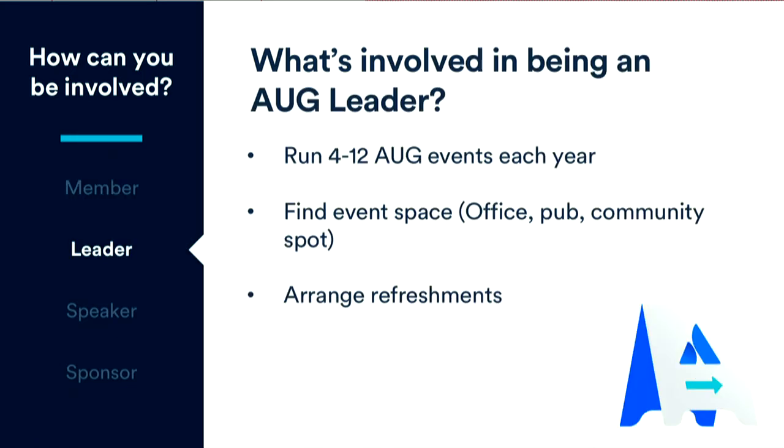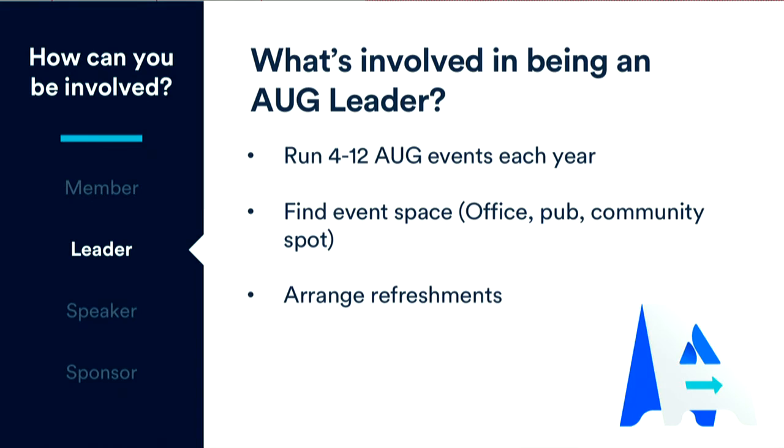Okay, so what's involved in being an AUG leader? Well, at the very minimum, you have to run 4 events per year. And if you're able to handle more, that's great. And there's definitely additional perks for putting out more than 4 events per year. You have to find event space, which should have good audio video and be relatively quiet.